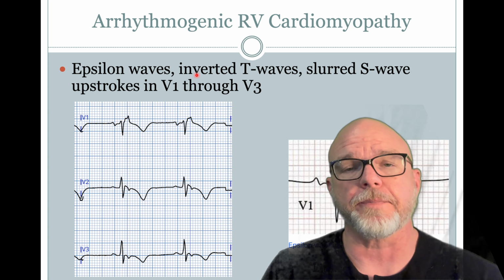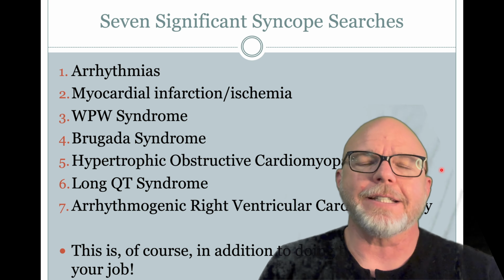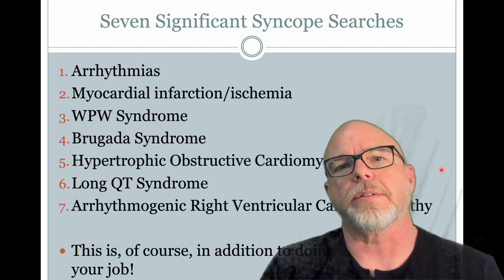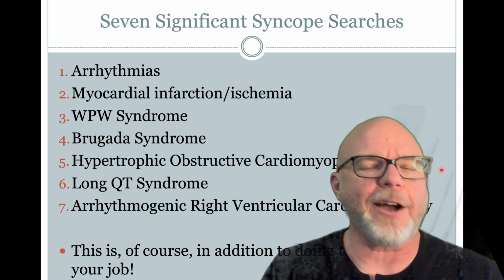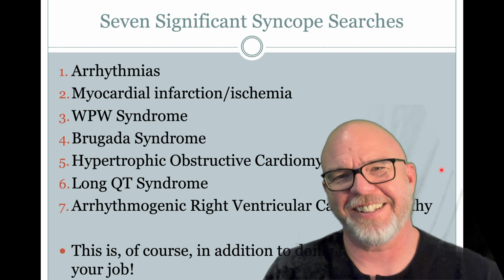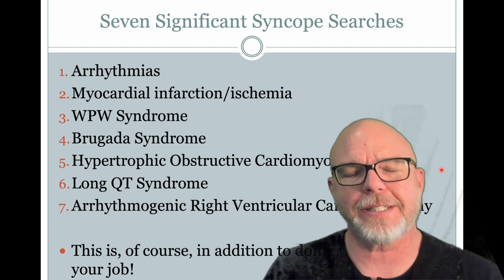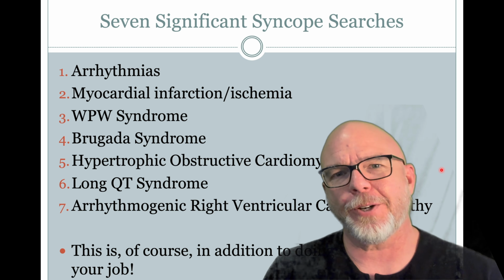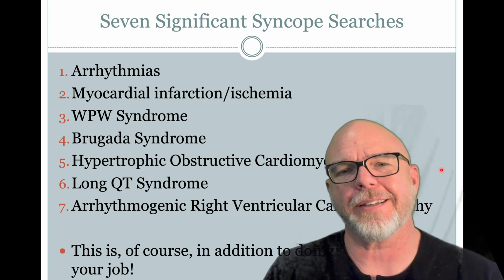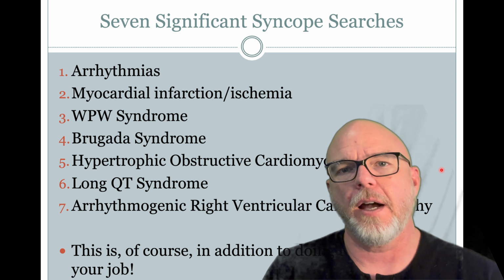So those are the 7 significant findings in syncope patients that you want to specifically seek out on an EKG. Arrhythmias, those stand out to us. Myocardial infarction or ischemic signs, those kind of stand out to us.